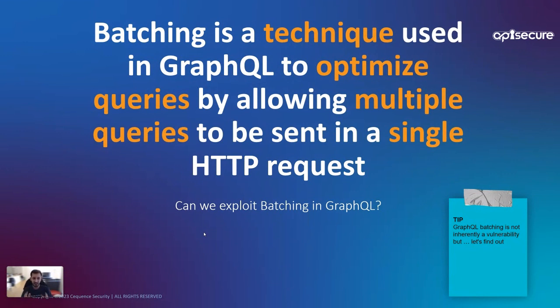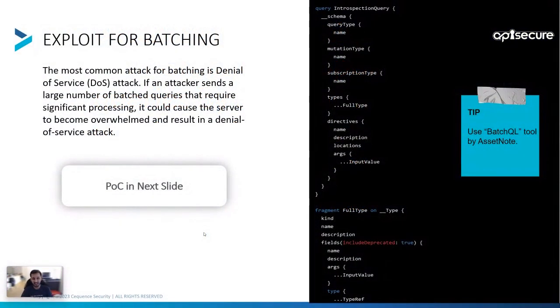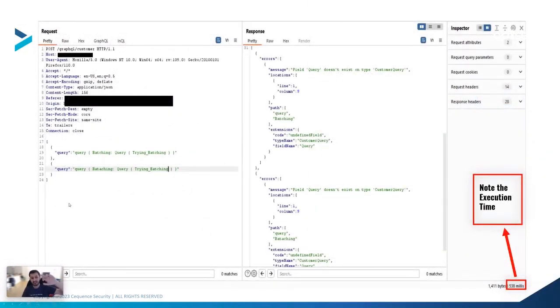At the end of this presentation, I will be sharing all the mitigations that you have to do to protect against batching, directive overloading, introspection query vulnerability, and other vulnerabilities which you can block. So batching is actually calling out multiple queries in a single request. You can see on the right hand side in the request body, I have two queries running simultaneously. I'm trying out the batching, and here I get two errors because nothing like batching or query trying batching exists in the database.